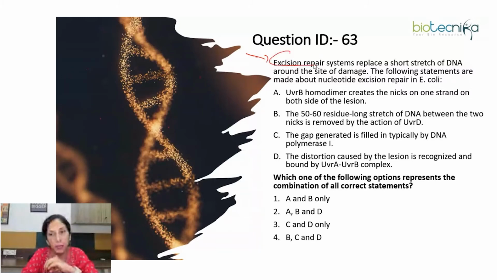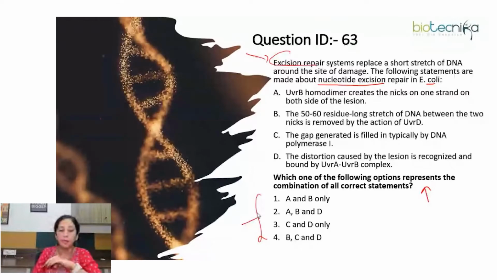Now here this question asks that excision repair systems replace a short stretch of DNA around the site of damage. The following statements are made about nucleotide excision repair. Yes. So this question is about nucleotide excision repair in E. coli, and you had to tell which of the following options, those having different combinations of the statements, is correct. So let's find out what the right answer was. So here, as per CSIR, the answer given is option 4, that is B, C, and D.